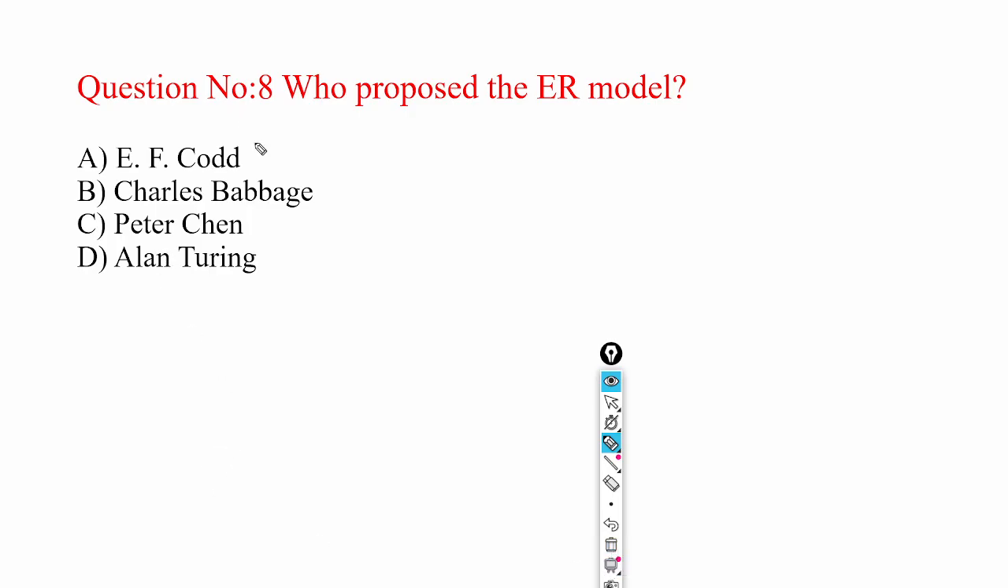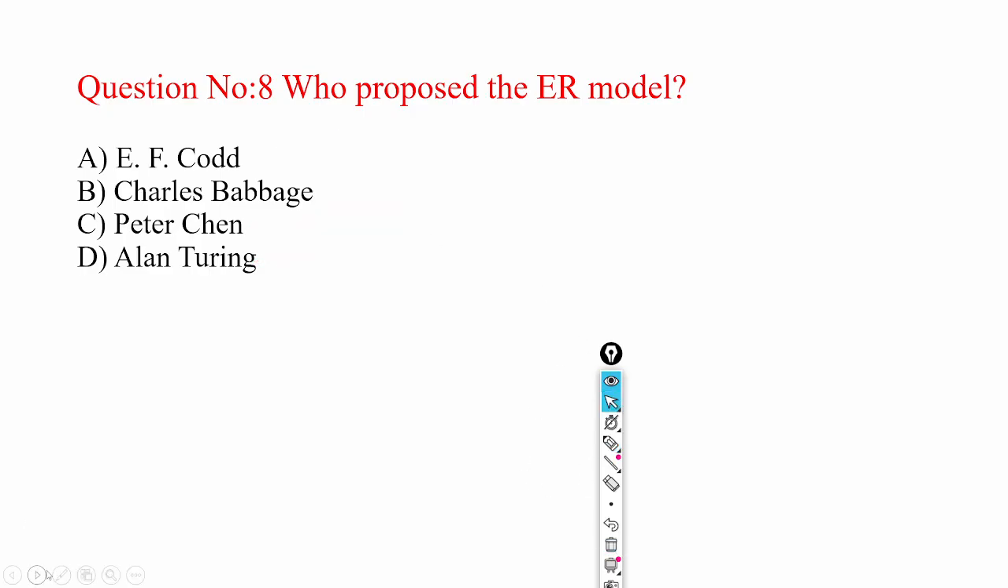Charles Babbage we know as the father of the computer, and Turing is about Turing machines. E. F. Codd did not propose the ER model. Who proposed the relational model? The relational model was proposed by E. F. Codd, but the ER model was proposed by Peter Chen.